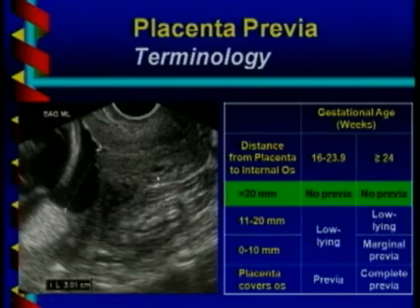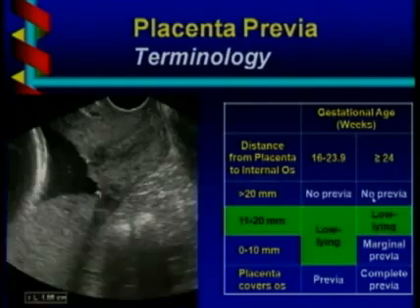So here you can see we're measuring from the internal os to the edge of the placenta. It's measuring just over 3 centimeters. Since it's over 20 millimeters, that's no previa at any stage. Here we have a distance from the os to the placenta of 15.6 millimeters, 1.56 centimeters. And so that's in the 11 to 20 millimeter range. We would call it low-lying at any age, 16 weeks on up.